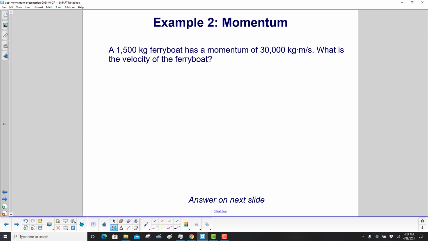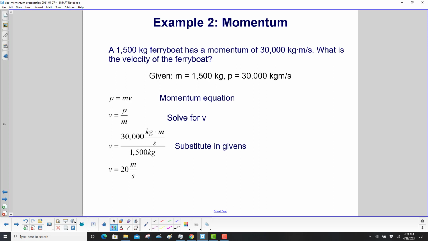A 1,500 kilogram ferry boat has a momentum of 30,000 kilogram meters per second. What is the velocity of the ferry boat? We have our givens up here, and we have our momentum equation. But we need to find the velocity. So we need to solve that equation for v, and we do that by dividing both sides by m. And now we have momentum over mass. Substitute in our mass and our momentum, and we have 30,000 kilogram meters per second divided by 1,500 kilograms. Kilograms will cancel out, and you're left with 20 meters per second.